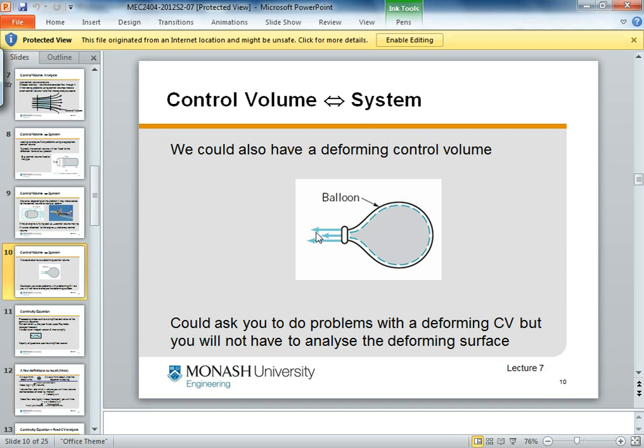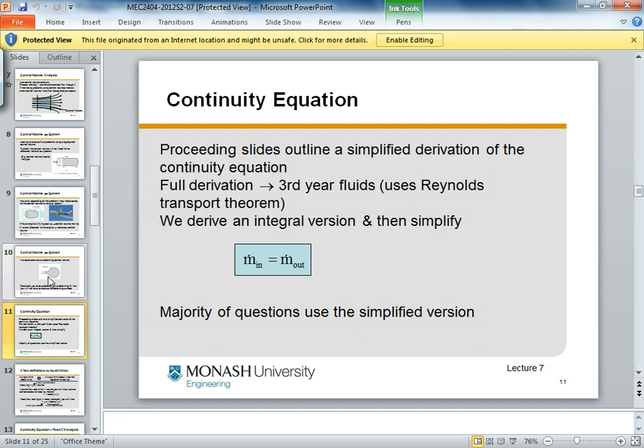Another example is if you want to track what's happening with your lungs. When you breathe, your lungs expand, contract, and so on. So you draw a control volume, and that control volume will also have to follow the geometry of your lungs. If it's fixed, then you have things crossing over.